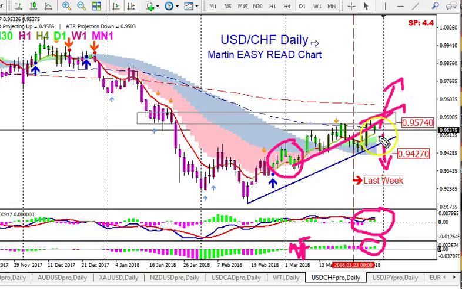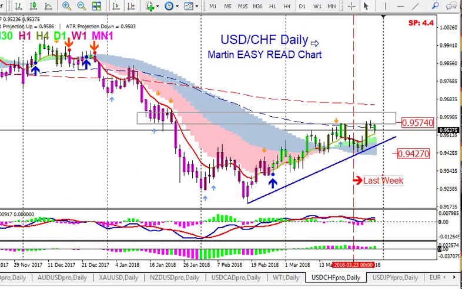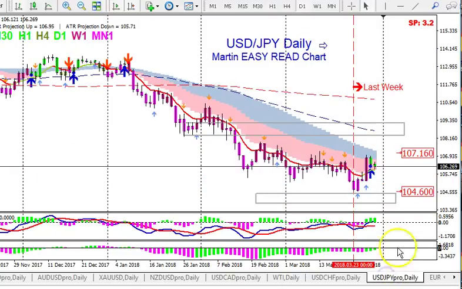We just haven't been making a lot of headway, and again, we're waiting for more evidence. That's why I've got the sideways arrows. So buy above here, sell below there. Let me just take it off the chart. Let's move along to the US Japanese yen.